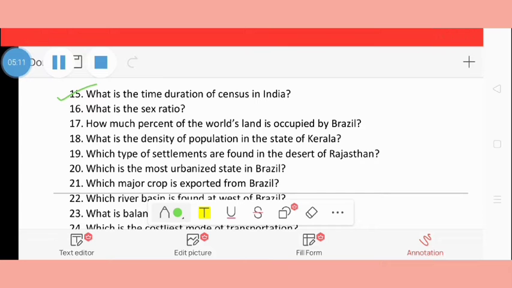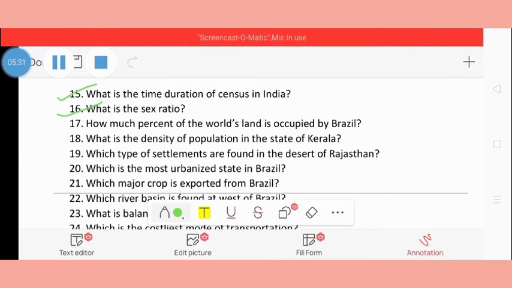16th question. What is the sex ratio? The sex ratio is defined as the number of females per thousand males in a region.